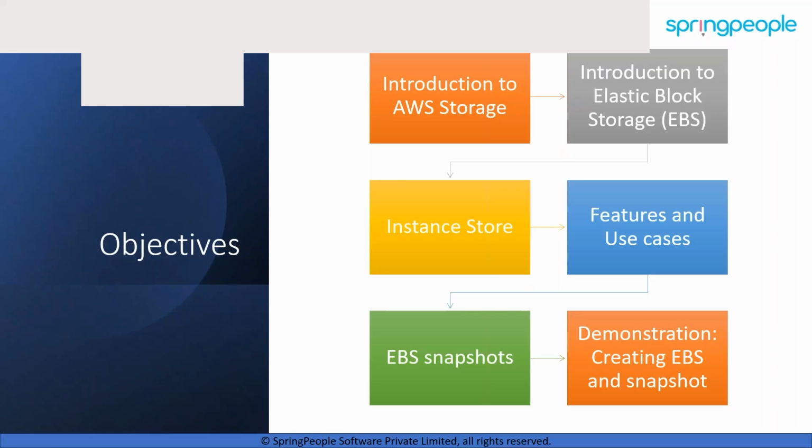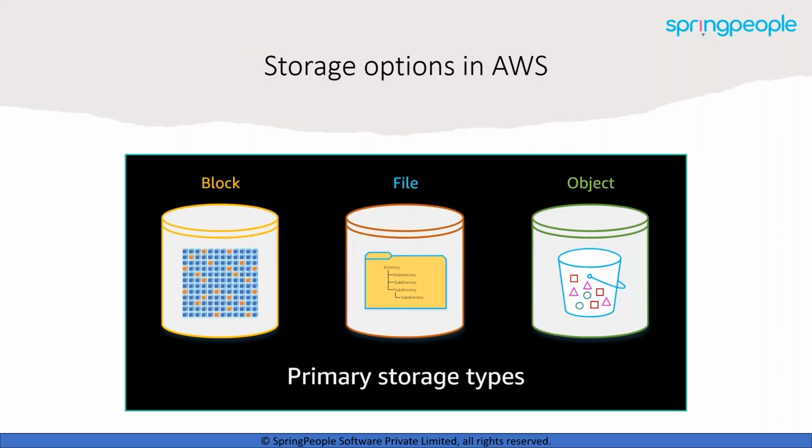Let us start. These are the 3 storage options which are available in AWS: block storage, file storage, as well as object storage. Our focus will be on block storage. So what exactly is block storage? If you have used a hard disk, and I'm pretty sure that everybody has, not only hard disk, your pen drive, your USB hard disks, these are examples of block storage.